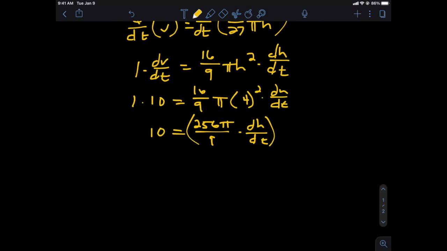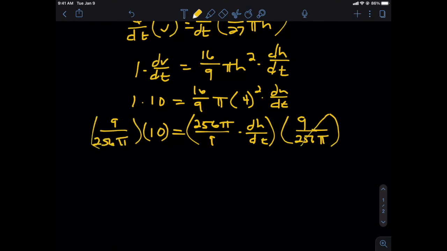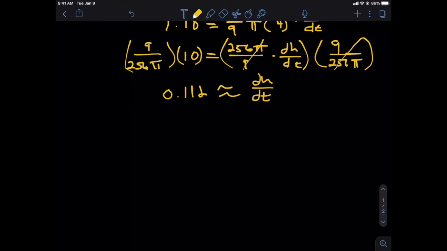So let's do this. I'm going to multiply the right by 9 over 256 pi, making sure that my fraction bar extends over the pi, and then same thing on the left-hand side of the equals. It's important to note that if you're trying to learn this skill for the AP exam, when you round your answers, you always want to try to round to the nearest thousandth. That would be the third decimal point. In this case, 10 times 9 over 256 pi is approximately 0.112.